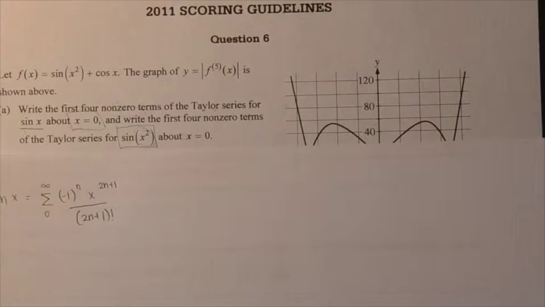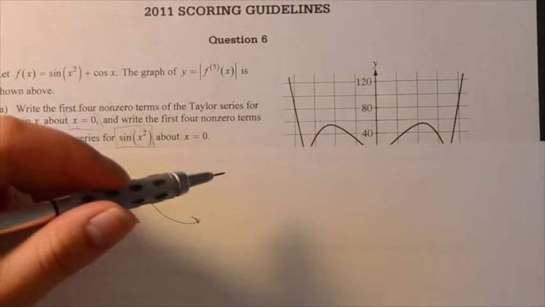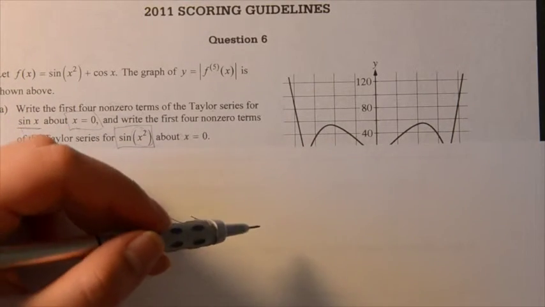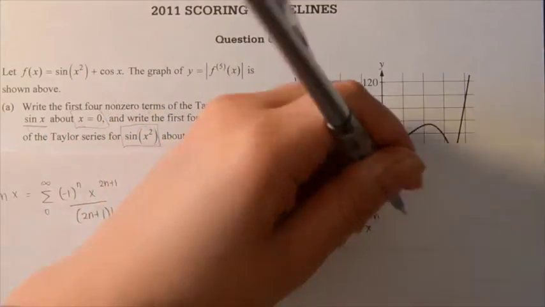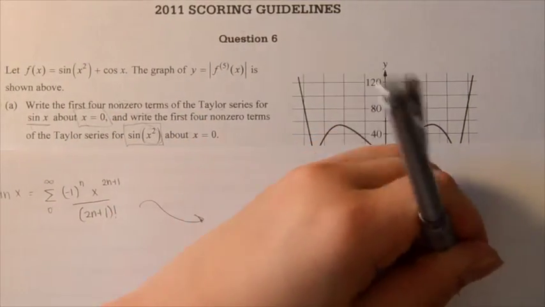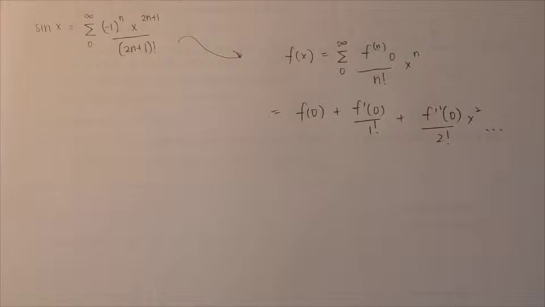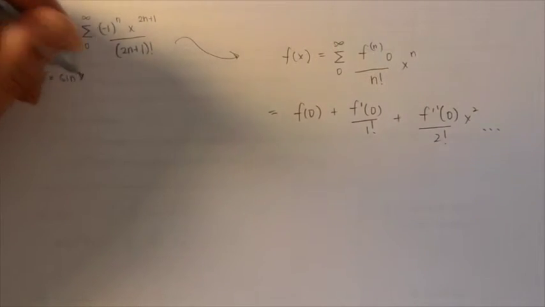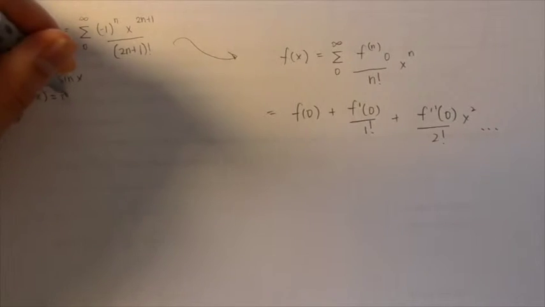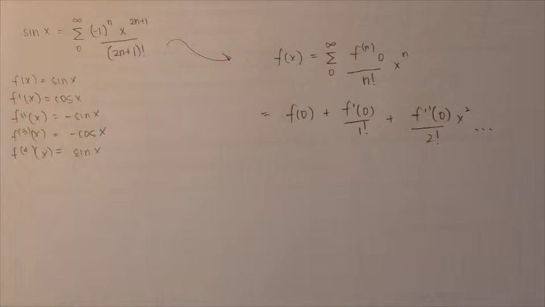If you want to see how I derived it, come over here. We know that the Taylor series of the function f centered at 0 is the following equation. As a result, we can use this to help us derive sine of x. For example, f of x equals sine of x, first derivative equals cos, and so on. Likewise, let's figure out what the function is when it's at 0.